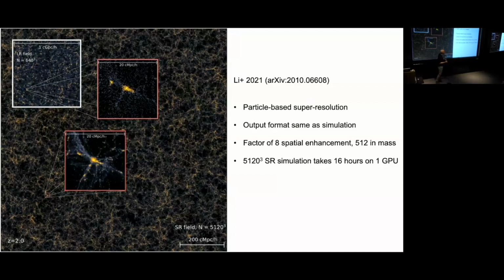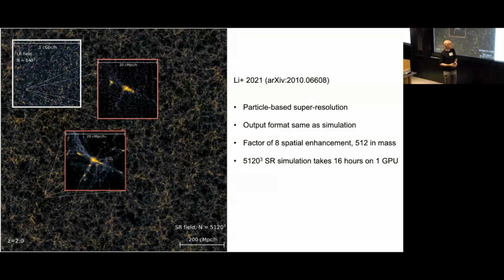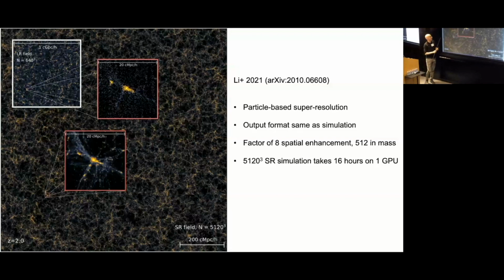As a result, the output format is exactly the same as, say, an MP-Gadget simulation. And so if you wanted to, you could take the output from this generative model and then run it with MP-Gadget. I'll show you what happens when you do that in a second. But here, we enhance the spatial resolution by a factor of 8, which means 512 cubed more particles. And you can see from up here, it makes a difference to the density field.